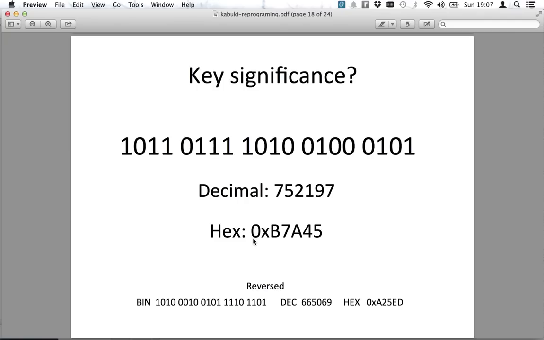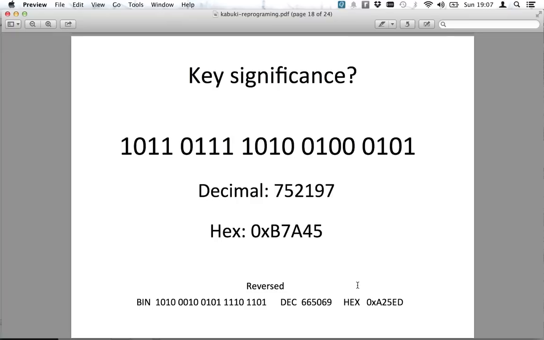Now, one thing that left me wondering is, hey, what's this key? What's the significance of this key? Truth is, I've looked at it in many ways, and it doesn't tell me anything. I've looked at it in decimal, in hexadecimal. I've reversed the key, looked at it again in different formats. I even tried to see if it was Morse code, ASCII, whatever. Doesn't make sense to me.